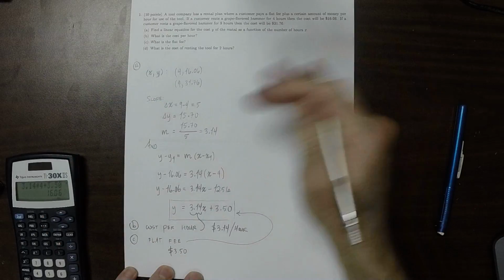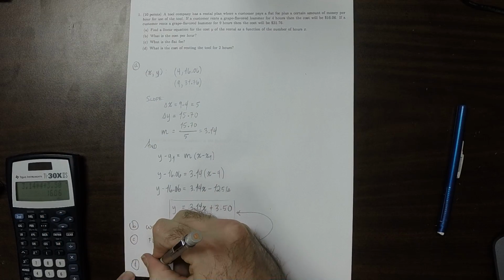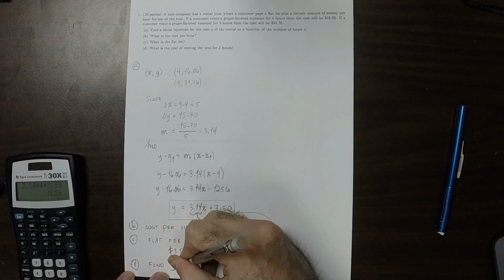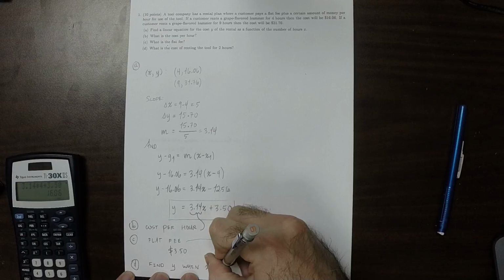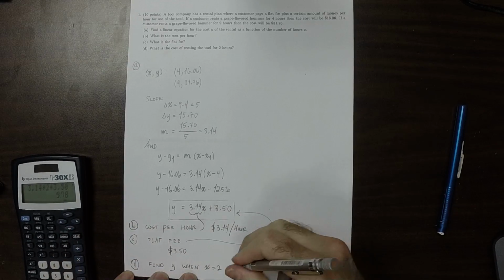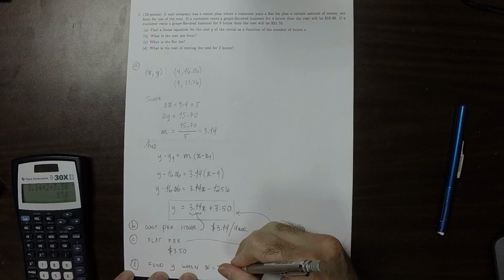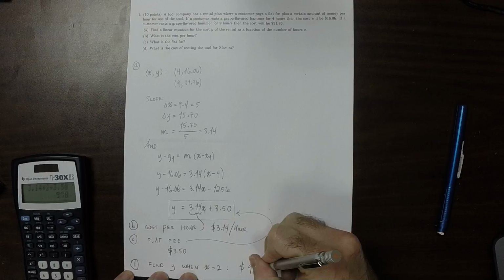And what is the cost of renting the tool for 2 hours? That is to say, find y when x is 2. So if we plug in 2, we get $9.78.